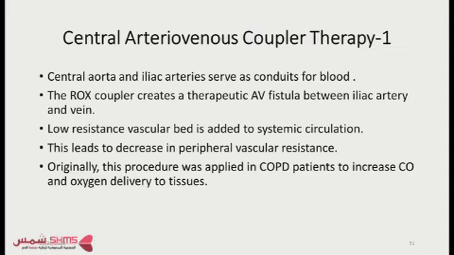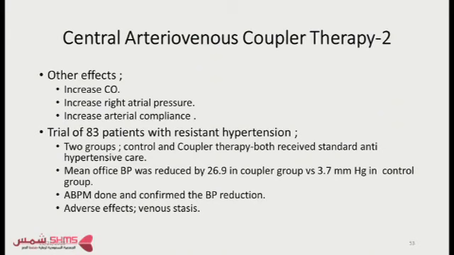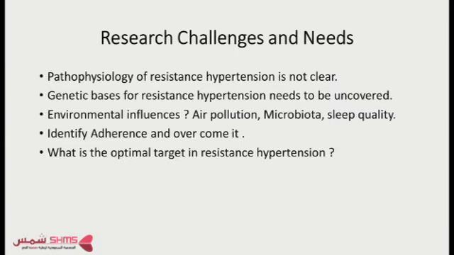Finally, we have the so-called central arteriovenous anastomosis. What they did is they had sort of a connection by a ROX coupler fistula between the iliac artery and the iliac vein. In doing so, they relieve the high pressure circulatory part to the venous side. That means they decrease blood pressure. And this is a sketch of how they did it. And this is the way they lowered blood pressure. They have other effects: increased cardiac output, increased arterial pressure, increased compliance. And the trial was small, but it did show a benefit. I'm going fast because of time-wise.